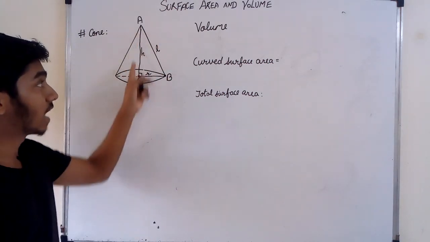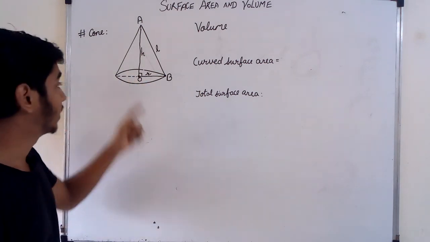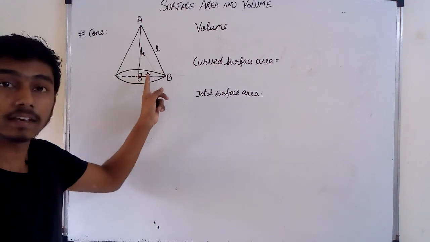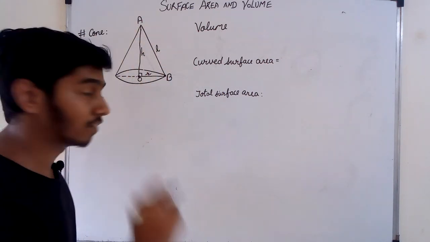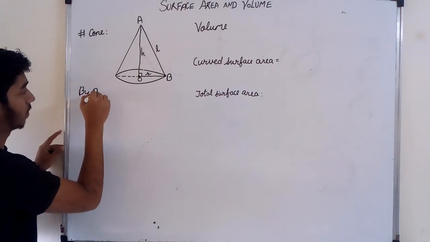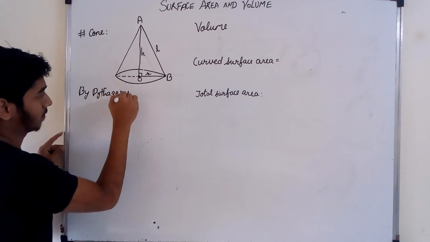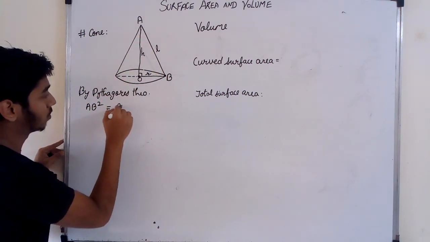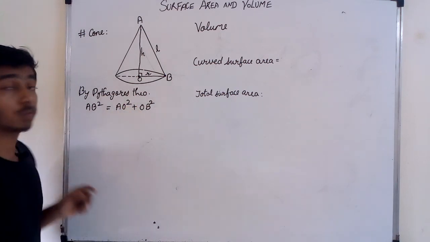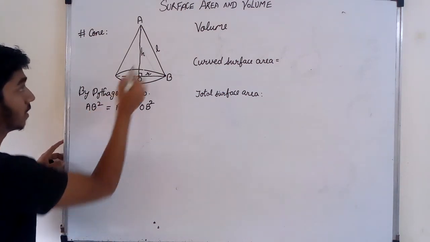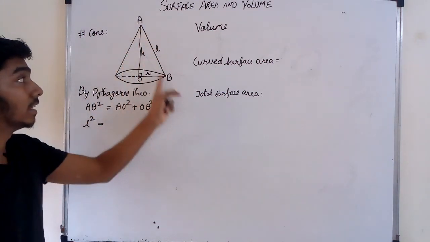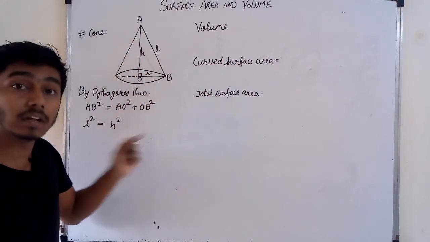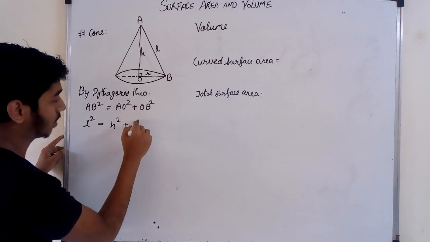This height is perpendicular to the base, so it will form a right triangle. Since the triangle has a 90-degree angle, AB is the hypotenuse. Therefore, by Pythagoras theorem, AB square is equal to AO square plus OB square. Same way, AB square will be L square, where L is the slant height, AO is H square, the perpendicular height, plus BO, which is our radius.